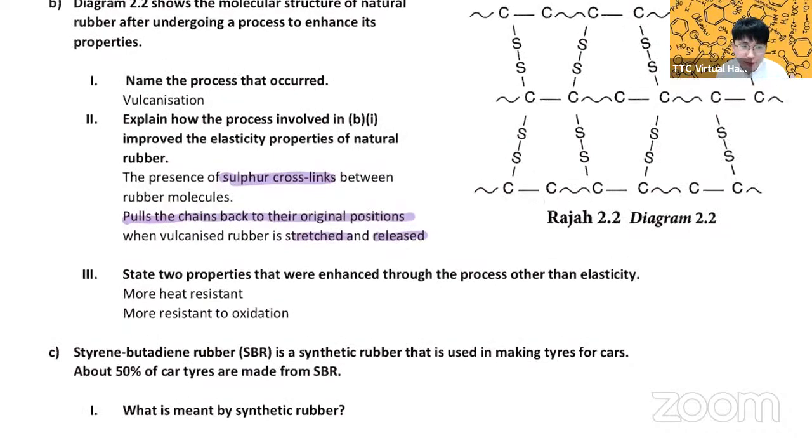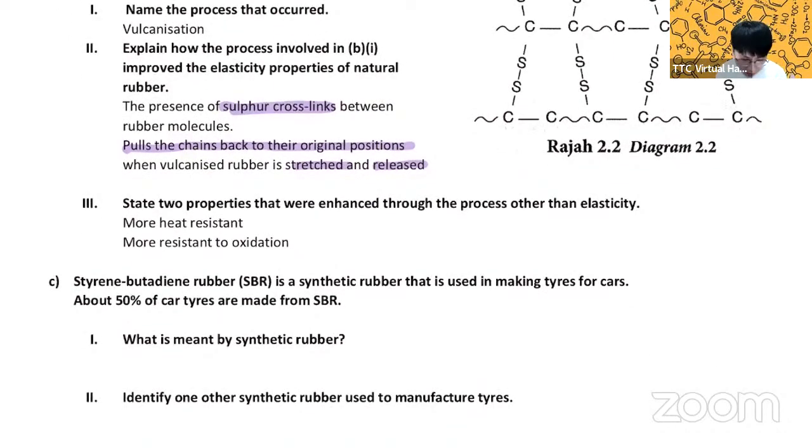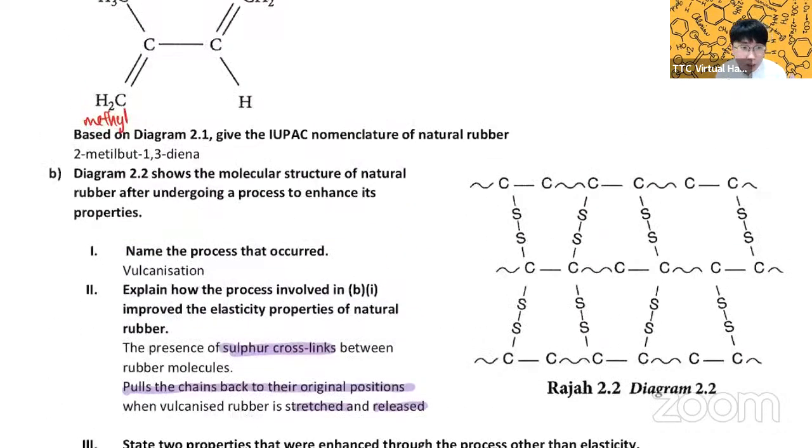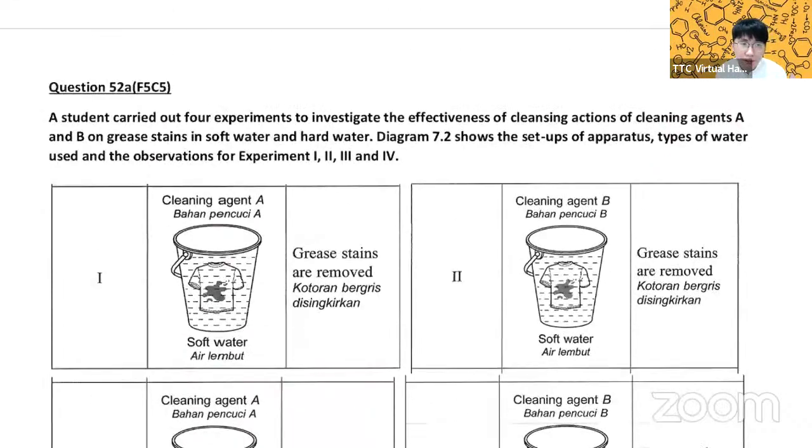Okay, so next one is also SBR, synthetic rubber, man-made rubber. For chapter number 5, we have the topic of soap and detergent. As I said, this book is selected questions. In this case we have cleaning agent A and cleaning agent B on grease stain in soft and hard water.